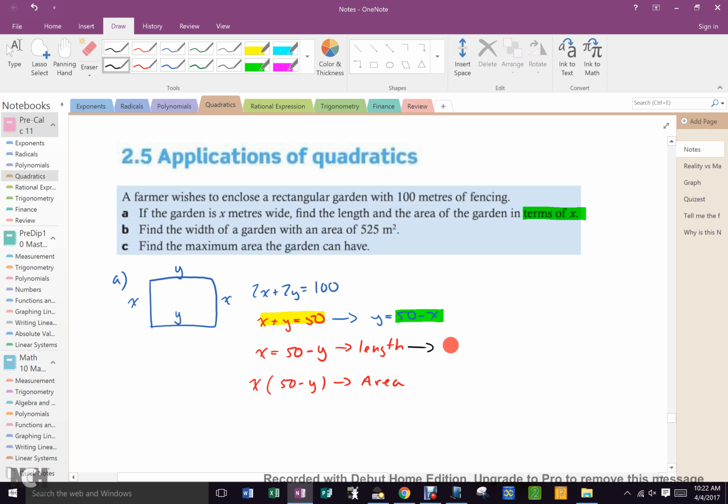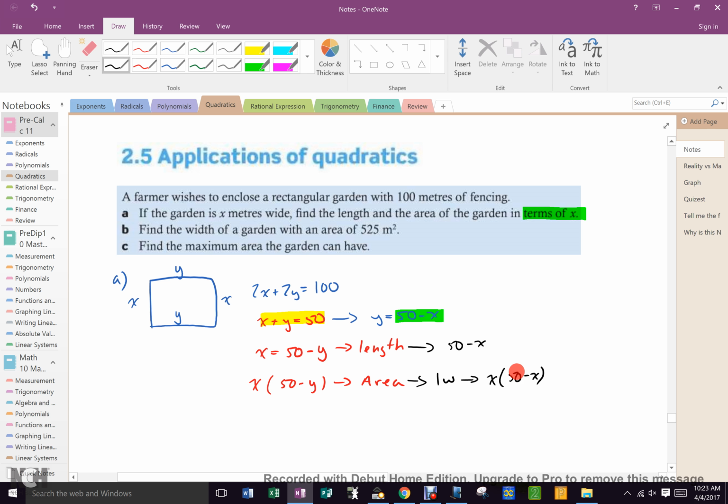What will my length become? 50 minus x. What will my area become? Area is length times width, correct? What's my width? Look at our diagram. What is our width? X. And what is our length? Y. But y is 50 minus x. So what goes here? 50 minus x. Now are we in business?